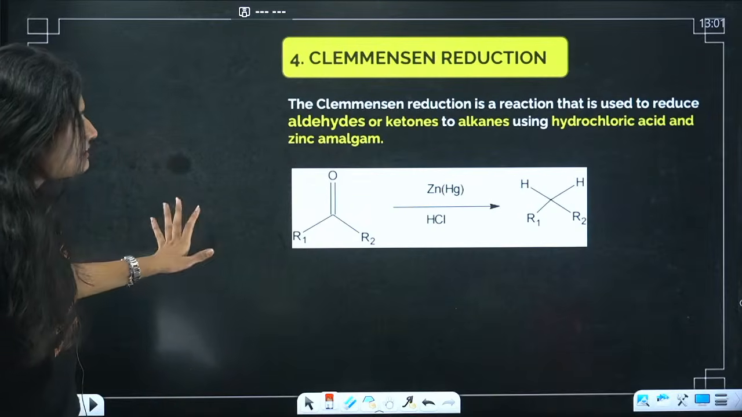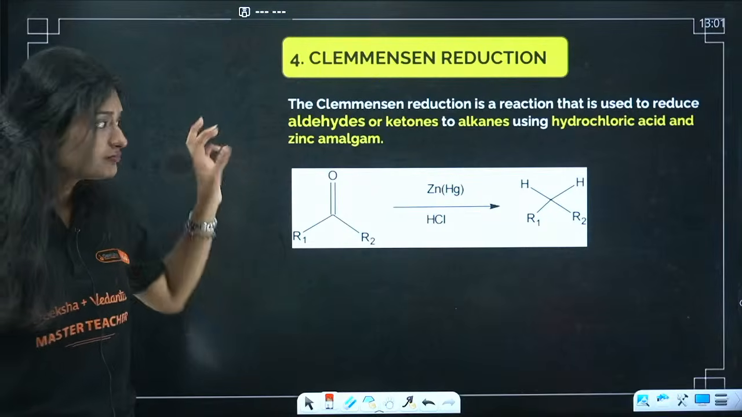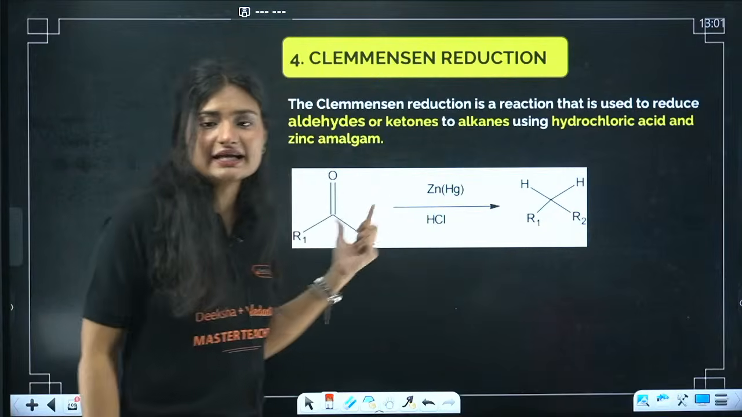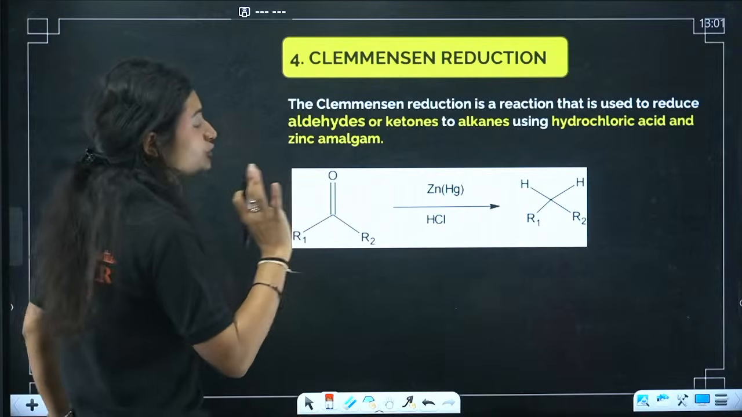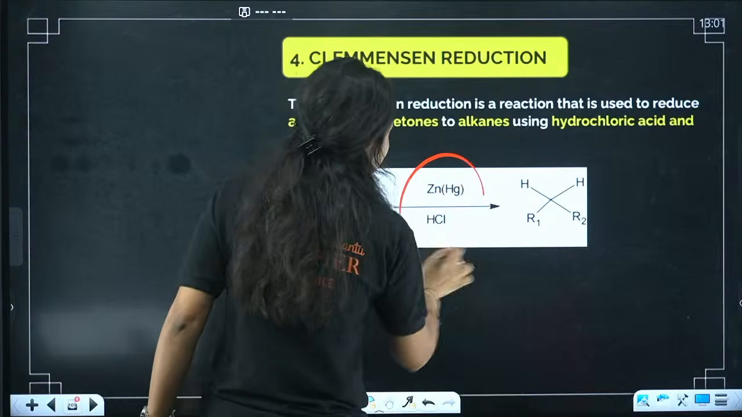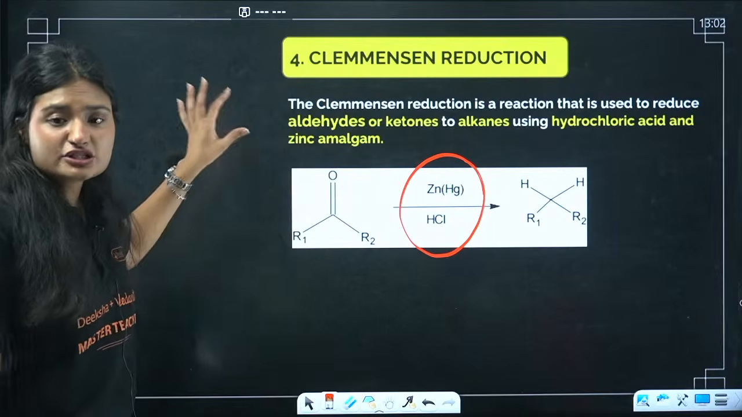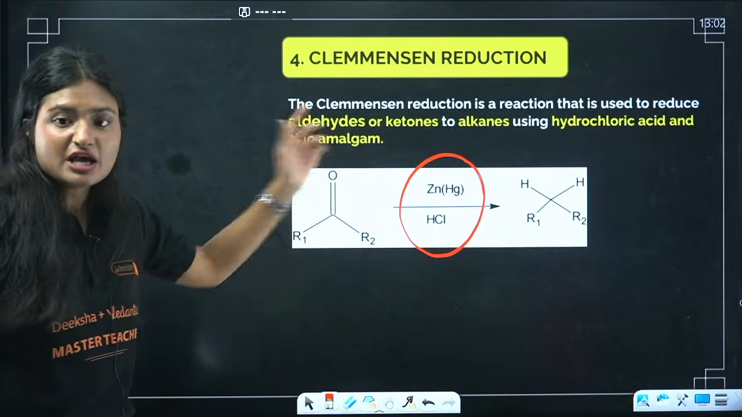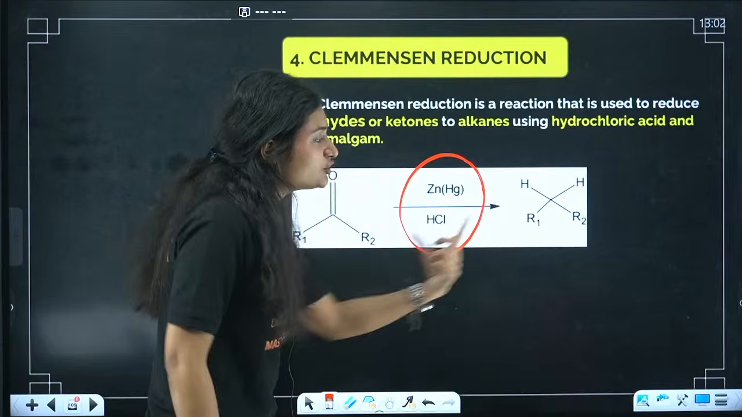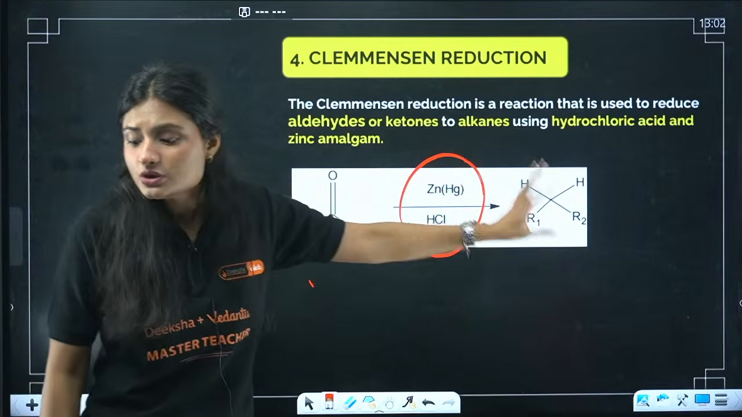Next is Clemmensen reduction, an important reaction. All the carbonyl compounds, aldehydes and ketones, get converted into alkanes. That is your Clemmensen reduction. What reagent you use is important. Zinc amalgam and HCl is the reagent that we use in Clemmensen reduction. Similarly, we have Wolff-Kishner. The reagent is different but the product is the same. From aldehyde or ketone, we will get alkanes. Okay.